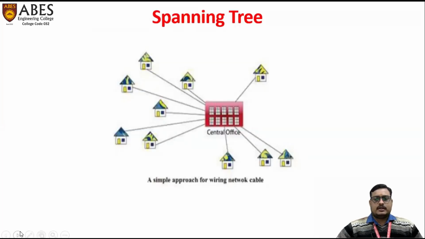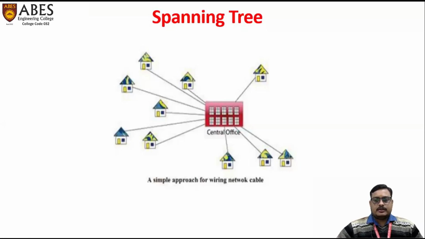So let us consider a situation. Here we have a central office, and these are some offices, and we want to connect these offices to the central office. So for connection, we need a network cable. So this is the simple approach to connect the central office with other offices. We can directly use cable from central office to a particular office to connect this. It is a very simple approach.